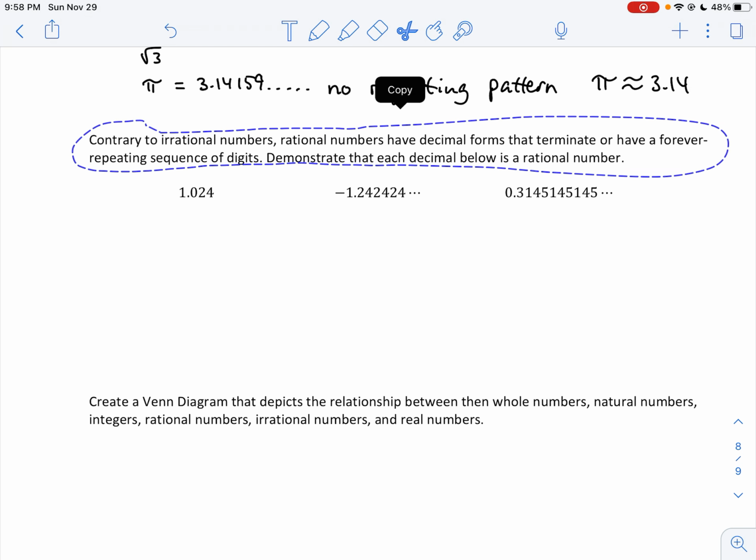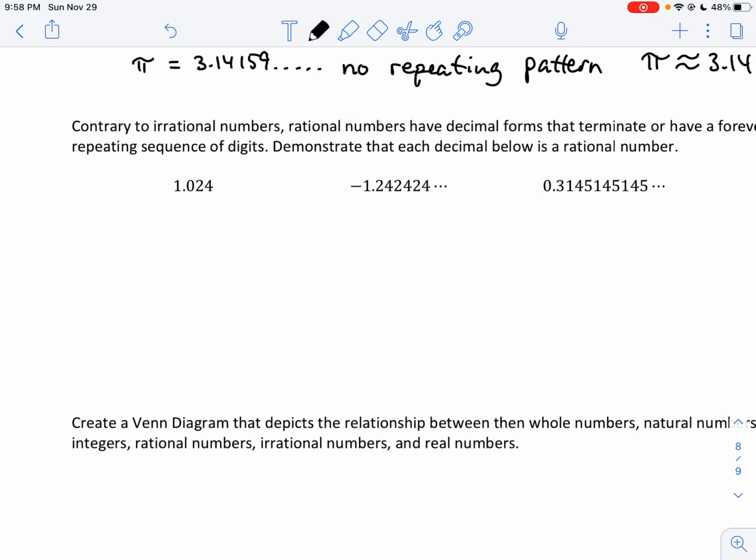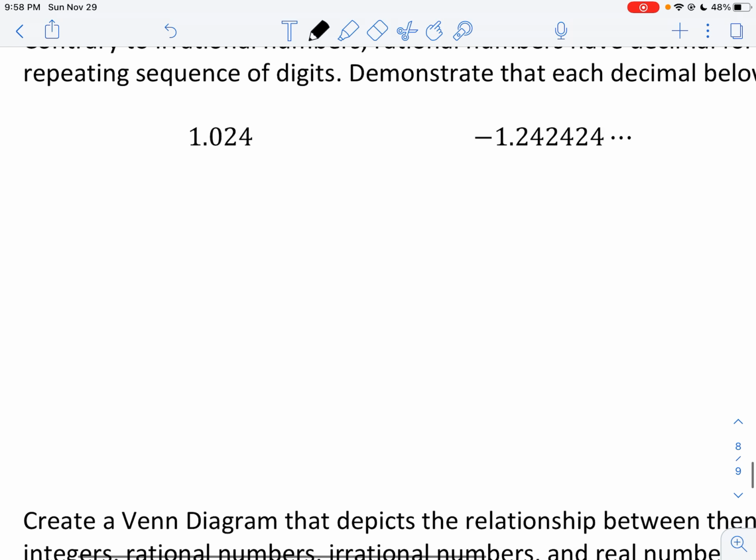Contrary to irrational numbers, rational numbers have decimal forms that terminate or have a forever repeating sequence of digits, as we discussed. And we're going to demonstrate that each decimal below is in fact a rational number. Let's start with a terminating decimal, 1.042.